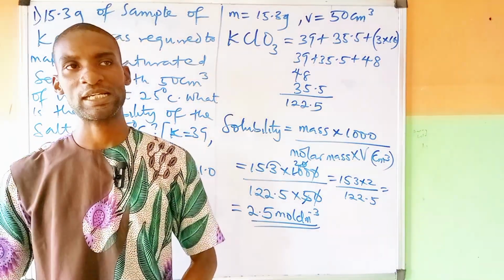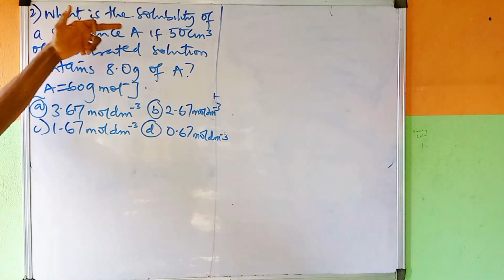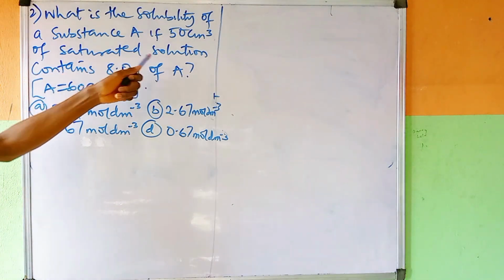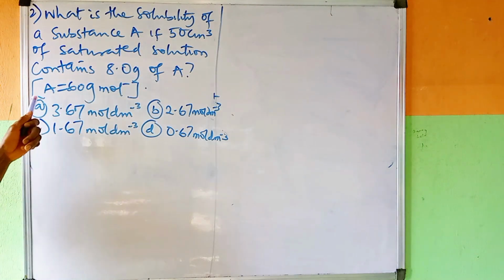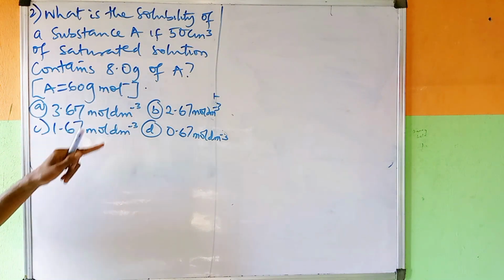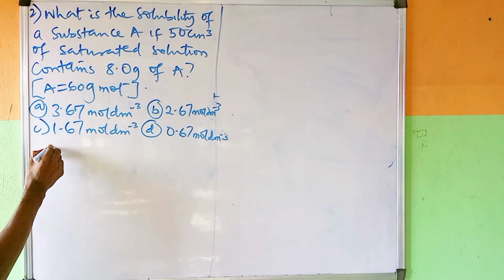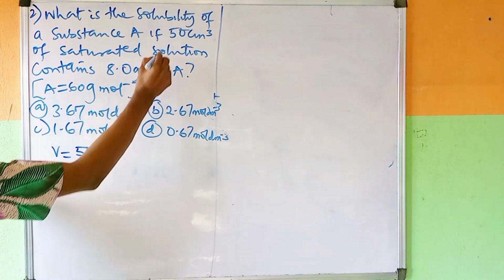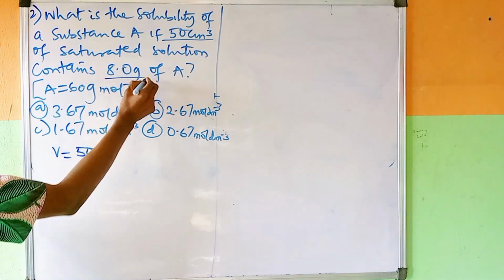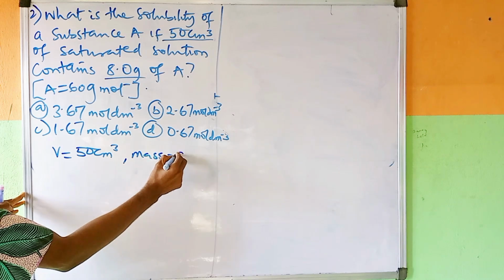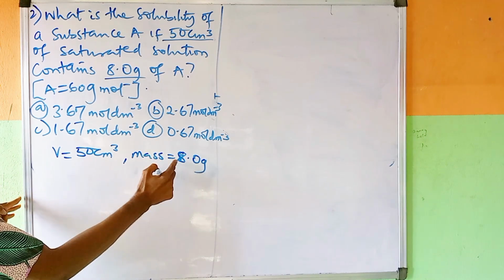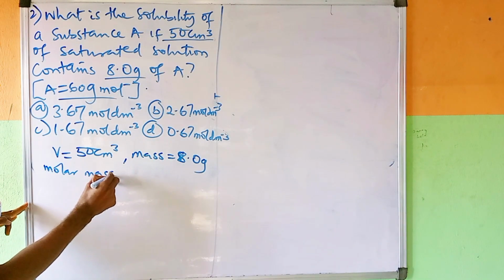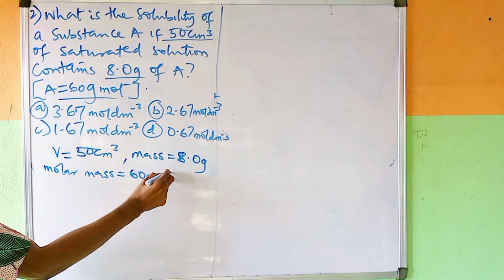Let us look at another example. What is the solubility of a substance A if 50 cm cube of saturated solution contains 8 grams of A? The molar mass of A is 60 grams per mole. So what are the parameters given? You were given the volume to be 50 cm cube, and you were given the mass to be 8.0 gram, and you were given the molar mass to be 60 grams per mole.